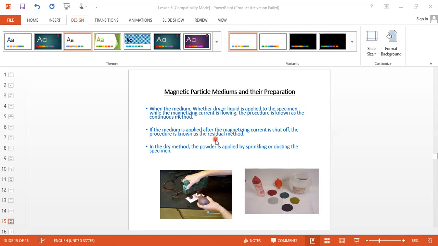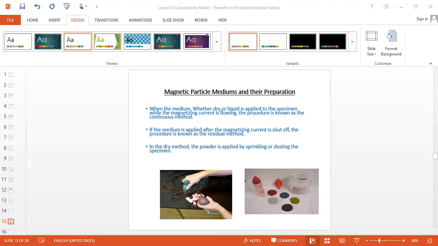If the medium is applied after the magnetizing current is shut off, the procedure is known as residual method. Means we are applying current, then we are removing current. After removal of current, there is a residual field in the job, and in that residual field, if you are applying iron particles or magnetic ink over the surface, that is known as residual method. Means after removal of current, we are applying the particles on the job surface. That is residual method.